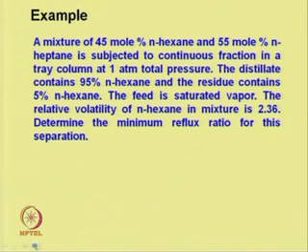Now, let us take an example. A mixture of 45 mole percent N-hexane and 55 mole percent N-heptane is subjected to continuous fractionation in a tray column at 1 atmosphere total pressure. The distillate contains 95% N-hexane and the residue contains 5% N-hexane. The feed is saturated vapor. The relative volatility of N-hexane in mixture is 2.36. Determine the minimum reflux ratio for this separation.